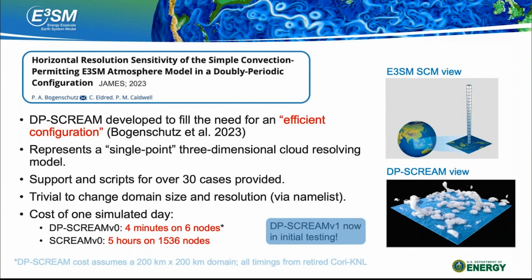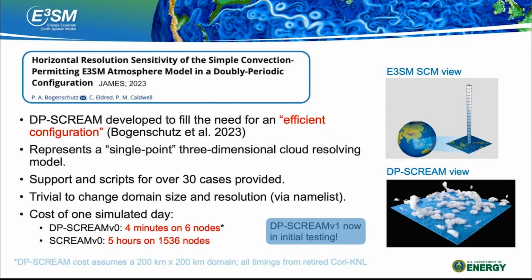A novel feature of DP-Scream is that the user has complete freedom to modify domain size and resolution by setting namelist parameters. This is unlike the global model, or RRM, where making such modifications is time-consuming and requires some level of experience. And here I've listed the cost comparison of DP-Scream v0 versus Scream v0, where you can see that the cost of running DP-Scream in a standard domain size is 4 orders of magnitude less than running the full model. And it's something that virtually anyone can afford without giving it a second thought.